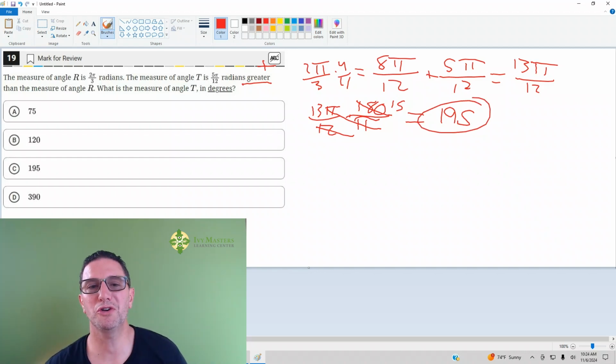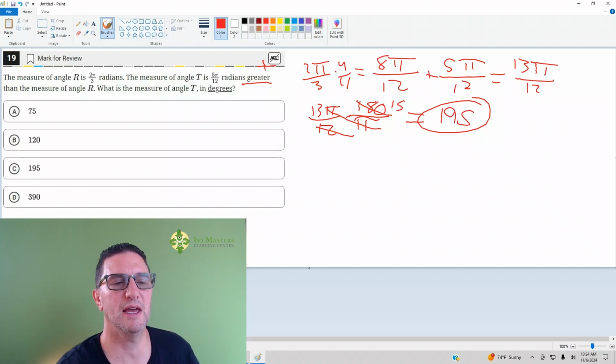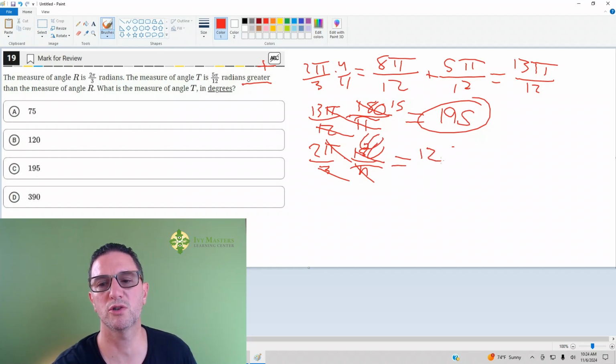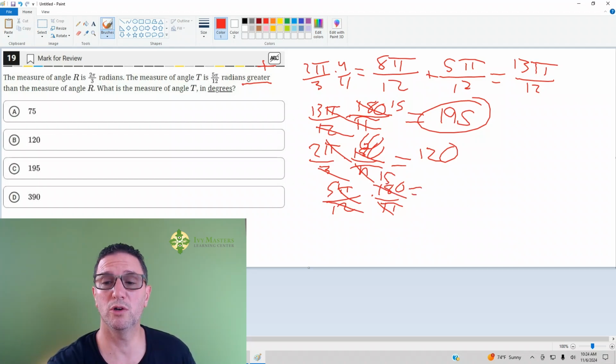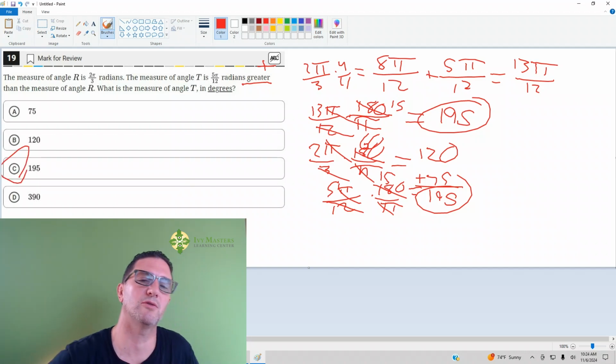Alternatively, you could convert each of them to degrees and then add the results. If we did 2 pi over 3 times 180 over pi, the pi's cancel. 3 goes into 180 60 times. 2 times 60 is 120. If you do the other, 5 pi over 12 times 180 over pi, the pi's cancel. 12 goes into 180 once again 15 times. 5 times 15 gives you 75, and once again you add your 120 to your 75 and you get 195. Either way, the correct answer is C, 195.